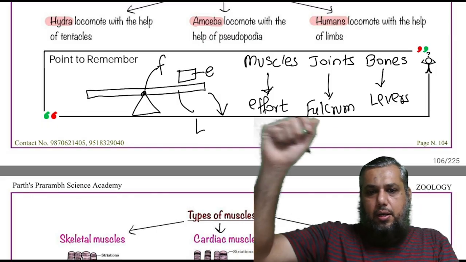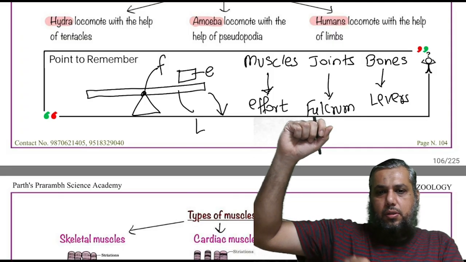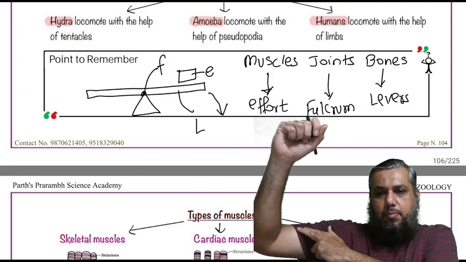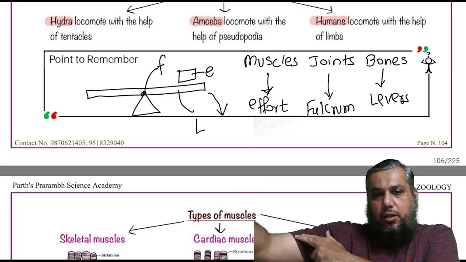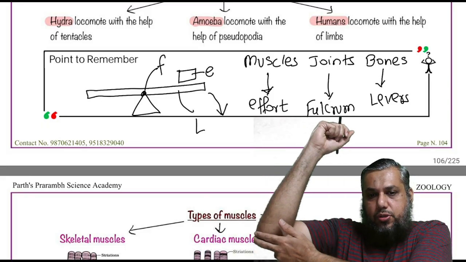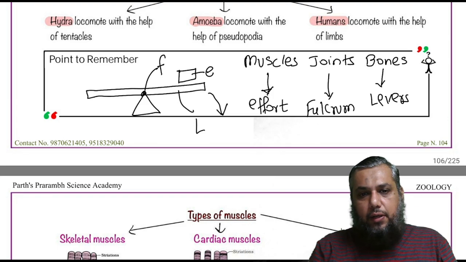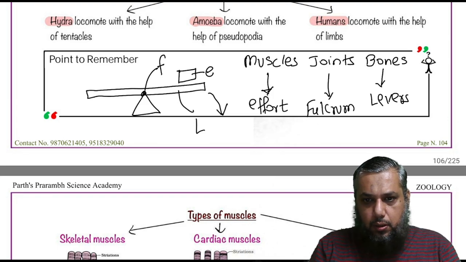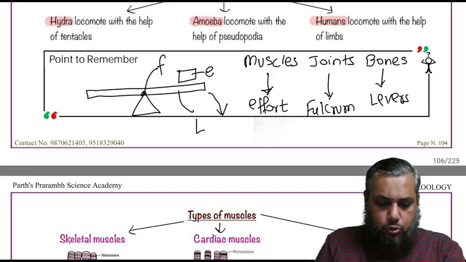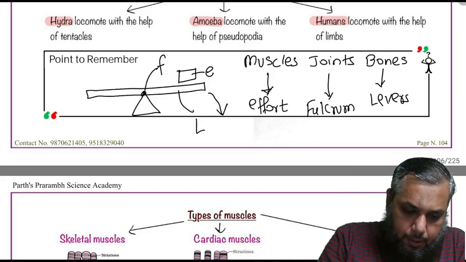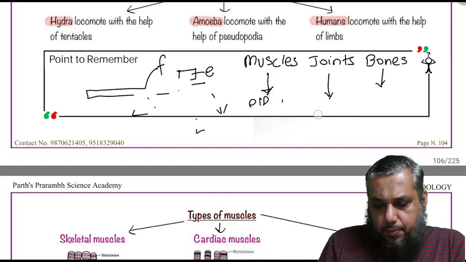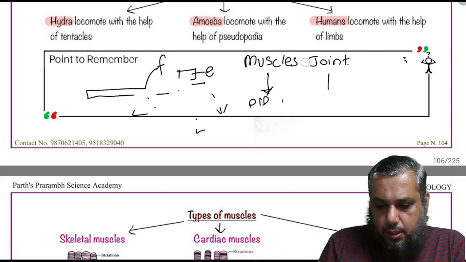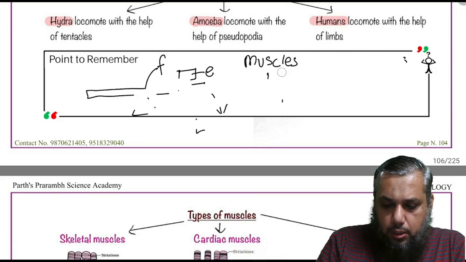सो अगर ये मेरा, दिस इज माय हैंड, राइट स्टूडेंट्स, दिस इज द muscle bicep that will provide the necessary effort for the lever, the bones, to move at the point which is joint, that is called as the fulcrum. So that is how you're supposed to understand the use of the muscles, the joints, and the bones in the human body.